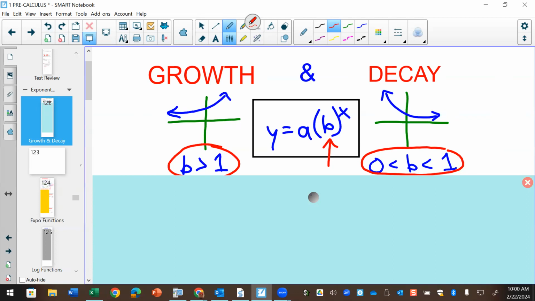And somewhere along the line on your quiz, your test, I'll give you a picture. My goodness, you gotta be able to tell me which one of those pictures is going up and which one's going down. Growth and decay from the picture, easy. But let me give you a couple of equations so that you can tell me growth or decay.